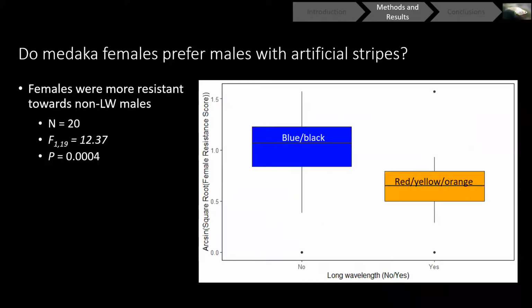From these results, females were significantly more resistant towards the males enhanced with non-long wavelength colors. This would suggest that, one, yes, females do have preferences for certain males with artificial stripes, and moreover, they more prefer males with red, orange, or yellow stripes added.